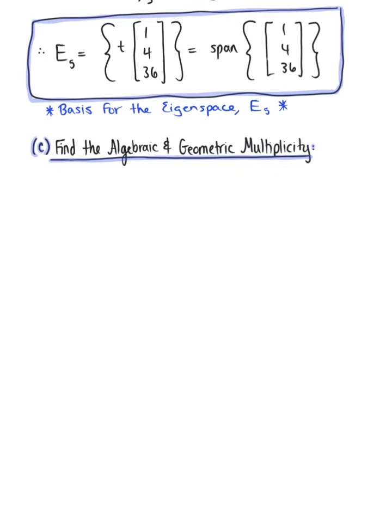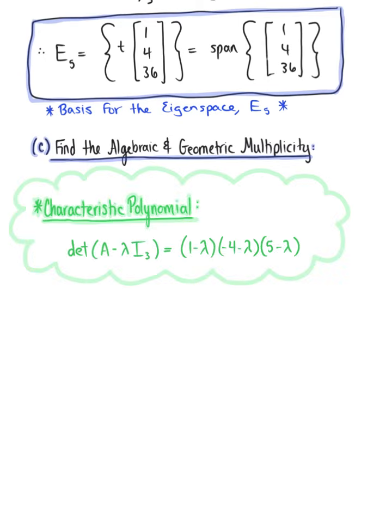So to do this, we recall that the characteristic polynomial is defined by the determinant of matrix A minus lambda times the identity matrix, which is equal to 1 minus lambda times negative 4 minus lambda times 5 minus lambda. Now, let's make some observations here about these factors and the basis for each eigenspace. We can see from our characteristic polynomial that each factor appears once in the characteristic polynomial.